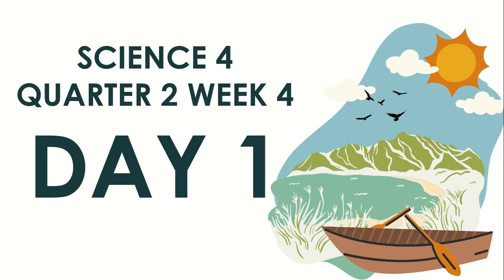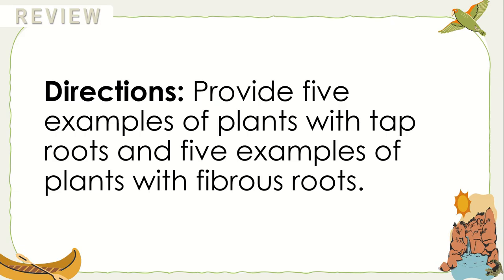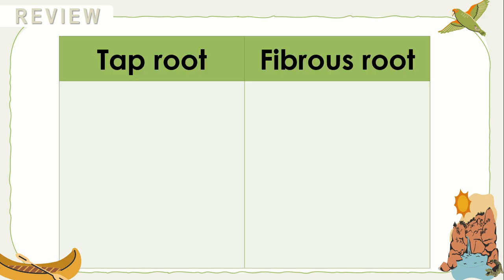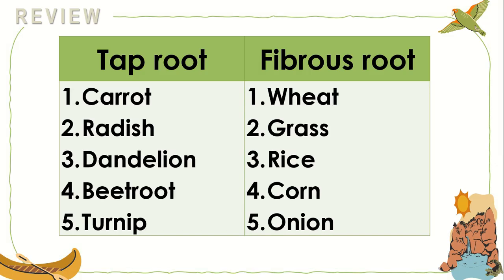For Day 1. Directions: Provide 5 examples of plants with taproots and 5 examples of plants with fibrous roots. Here are the possible answers. For taproot, we have carrot, radish, dandelion, beetroot, and turnip. And for fibrous root, we have wheat, grass, rice, corn, and onion.